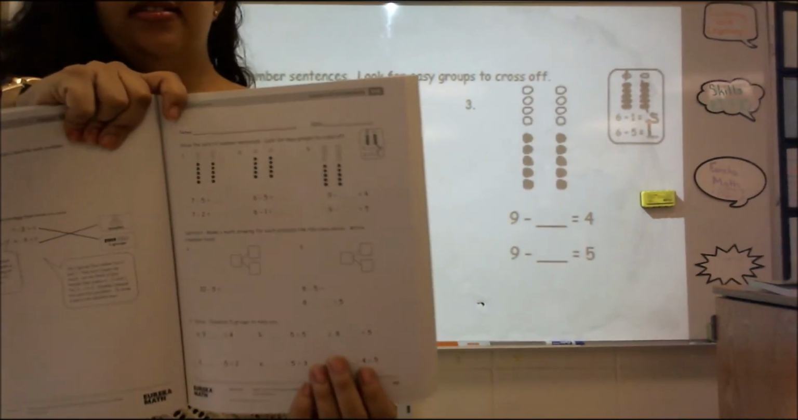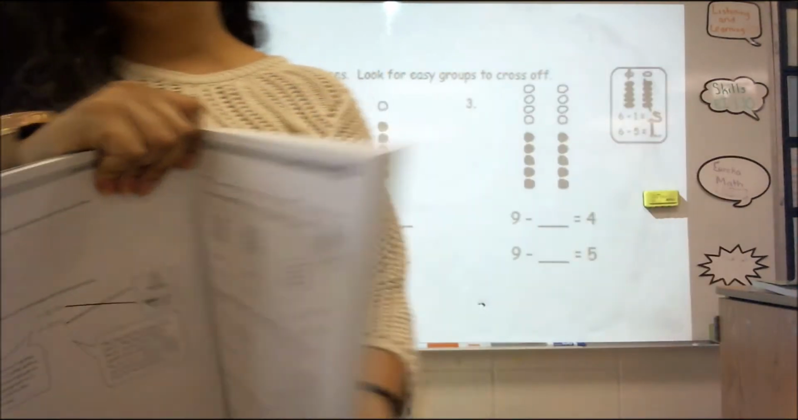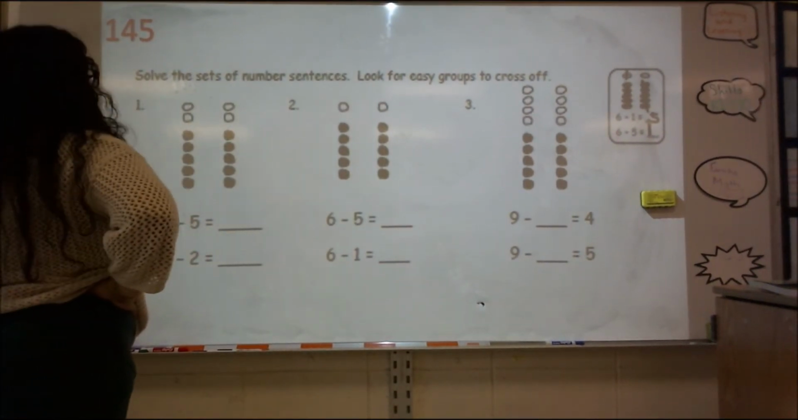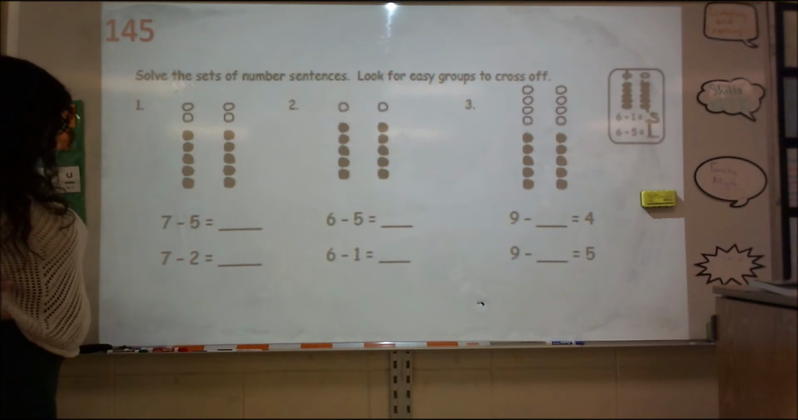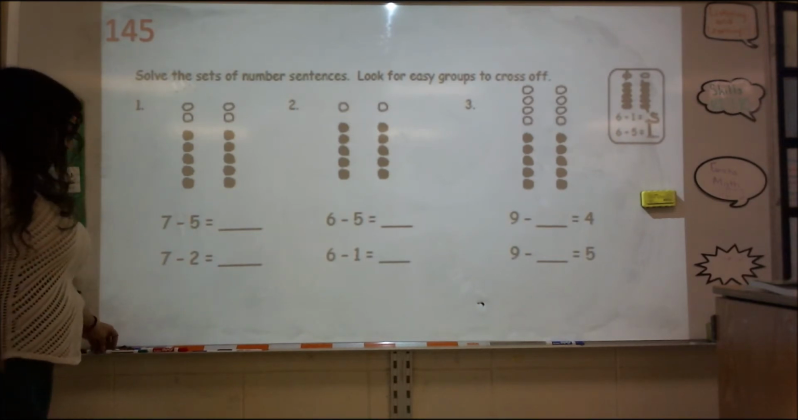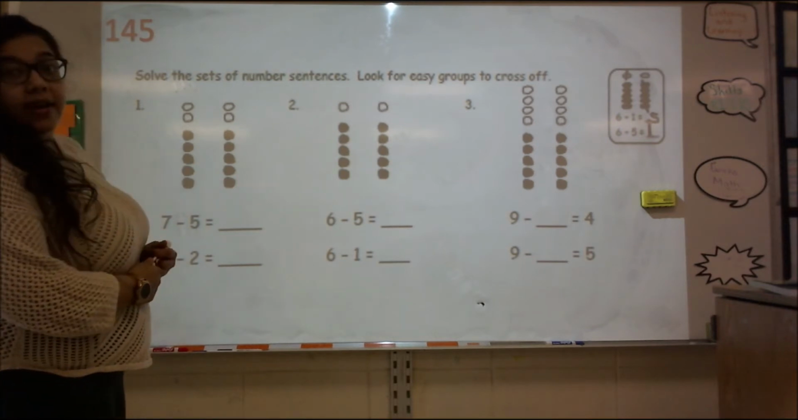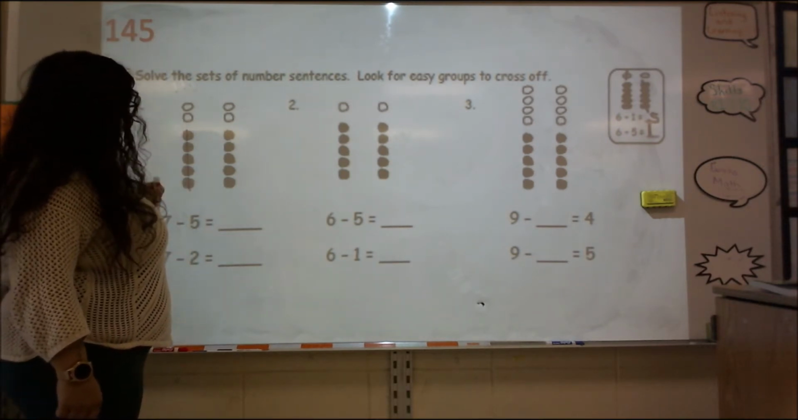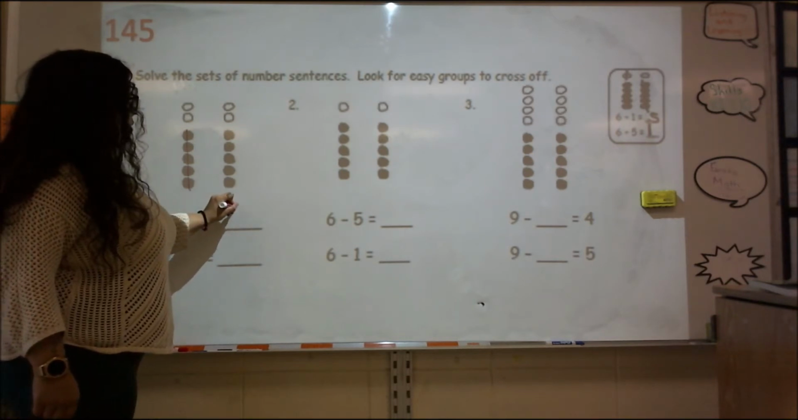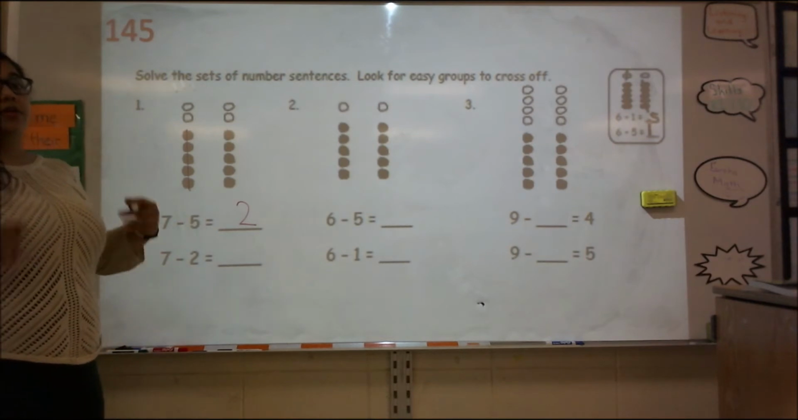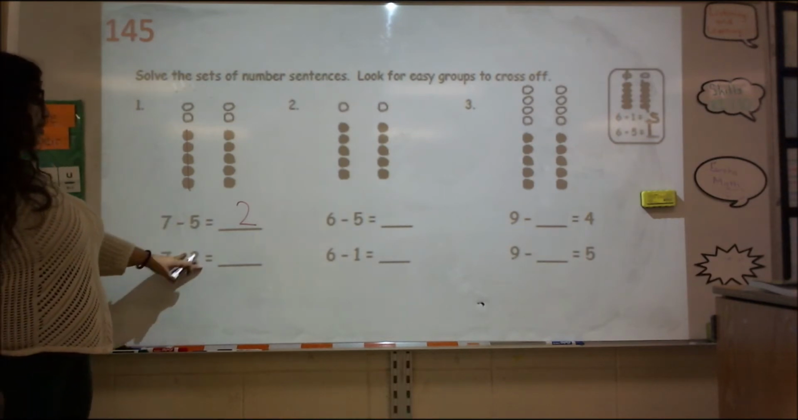So see how my book matches my video, my screen. It says solve the sets of number sentences. Look for easy groups to cross off. So 7 minus 5 is equal to, well, we're going to cross off the 5 group to see. 7 minus 5 is equal to 2.